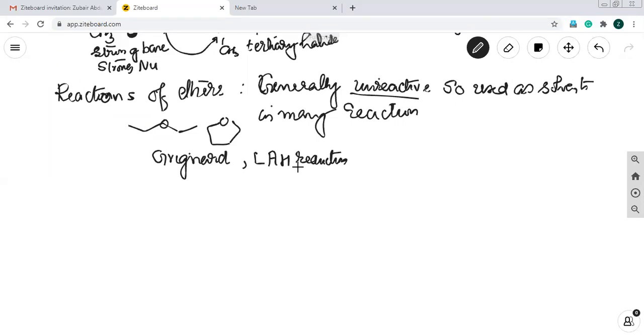Like if you take an ether and react with an alkyl halide, HX, you will get ROH plus RX.